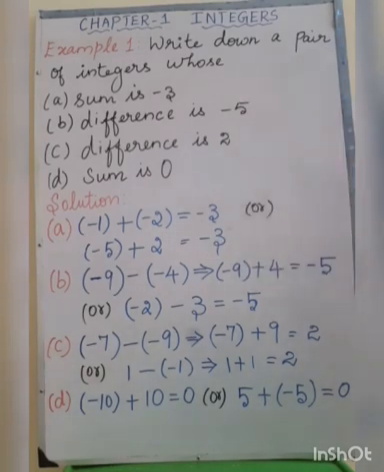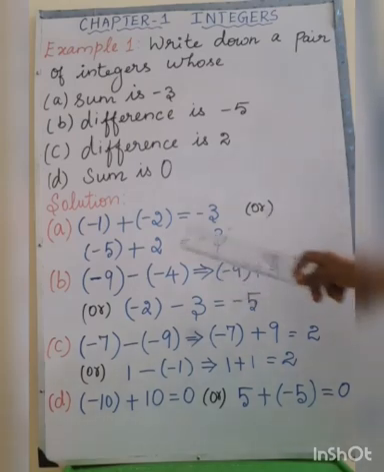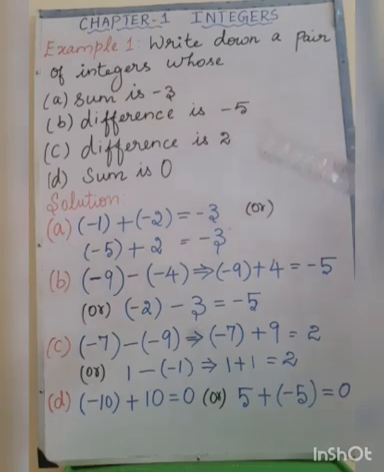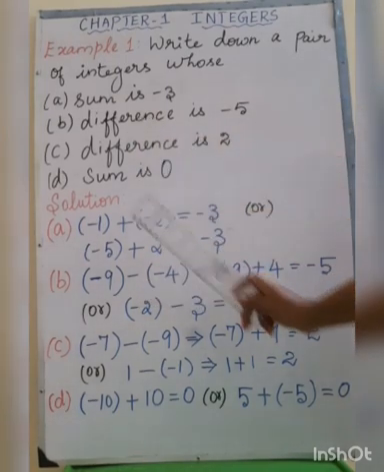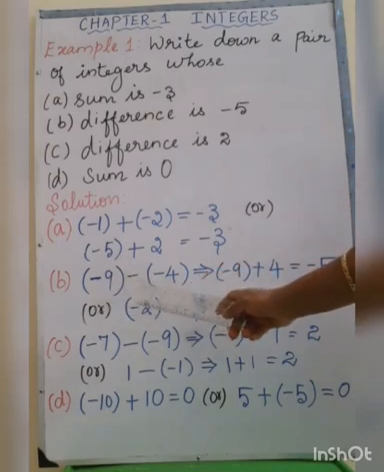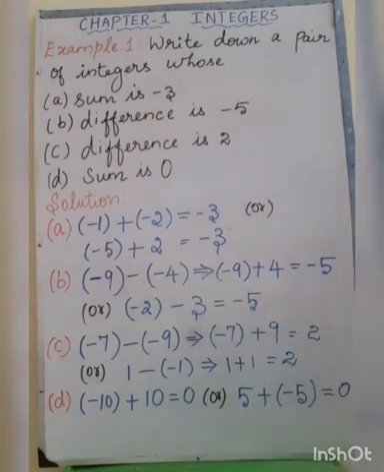The second one is B. The difference is minus 5. Which two numbers, when subtracted, give the answer minus 5? Difference means subtracted. The first number is minus 9, subtracted from the second number, minus 4.